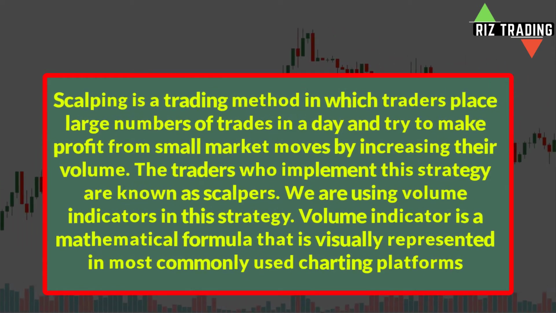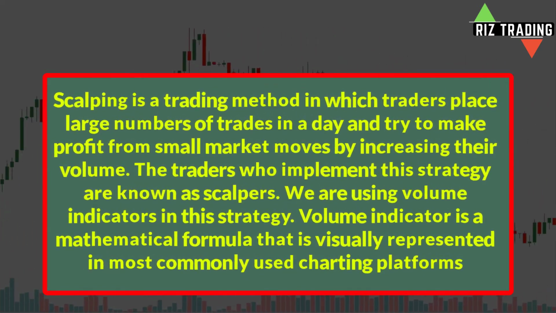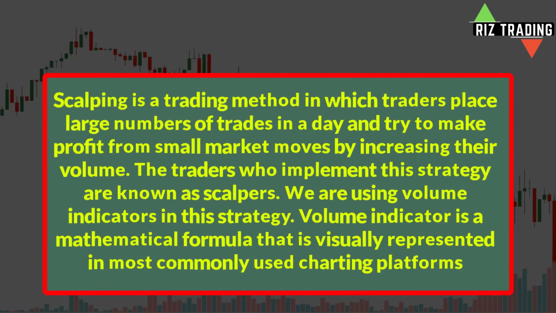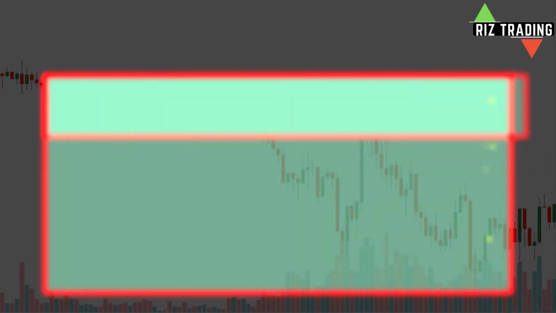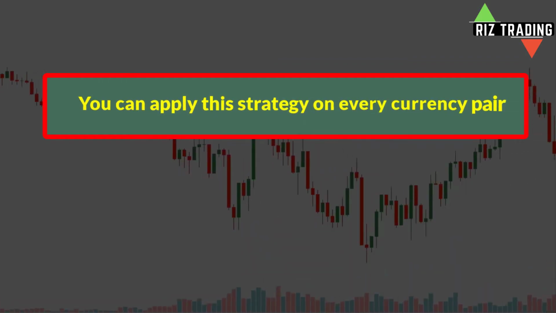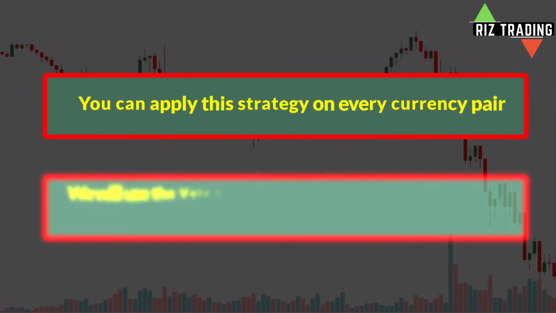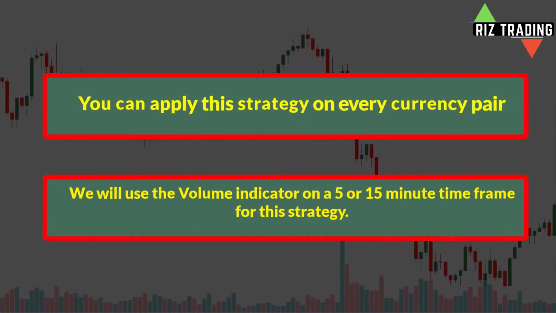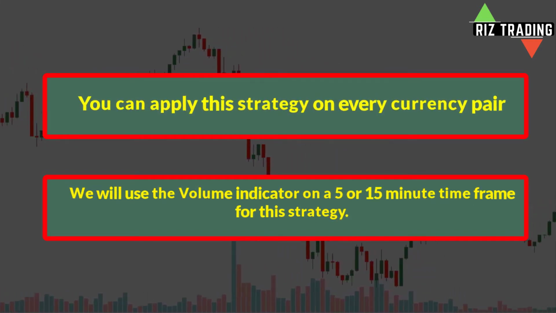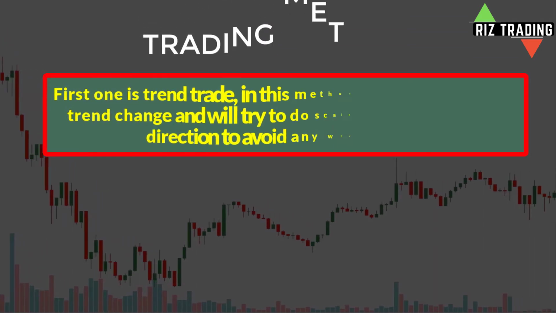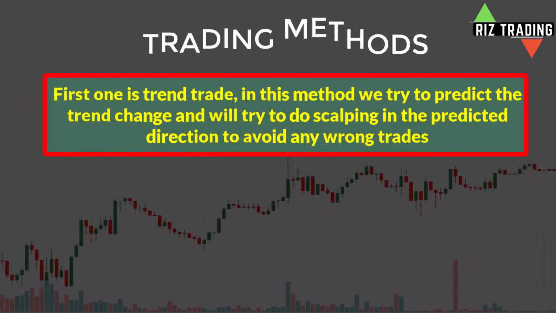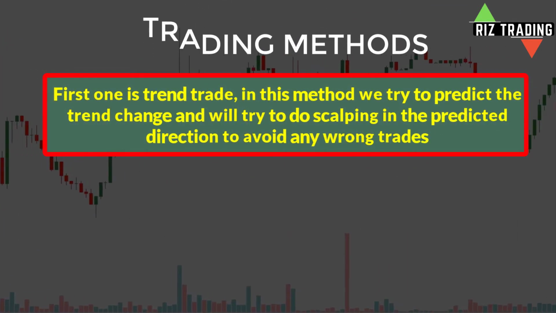So now let's talk about the strategy. There are a lot of strategies to do scalping, but today I will teach you the best one. You can apply this strategy on every currency pair. We will use the volume indicator on a 5 or 15-minute time frame for this strategy. There are two ways to trade with this strategy. First one is trend trade.